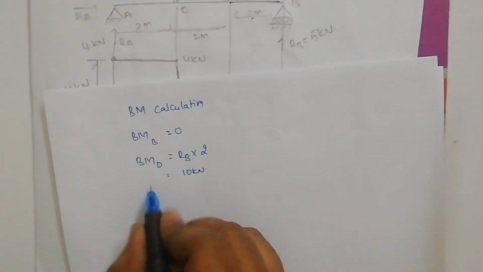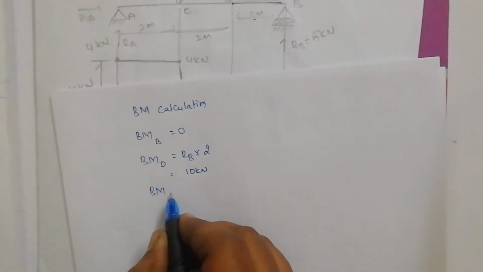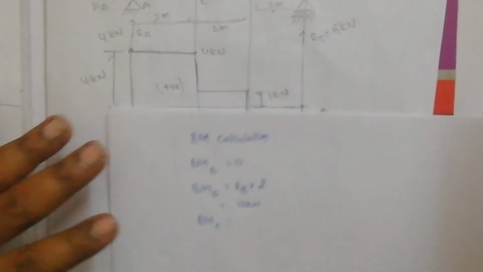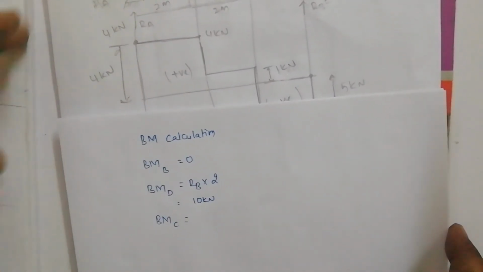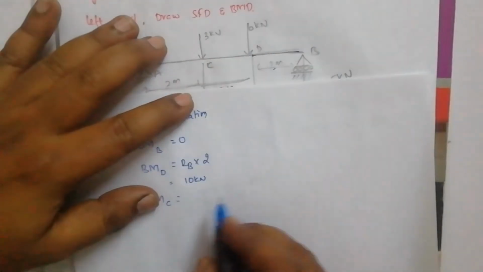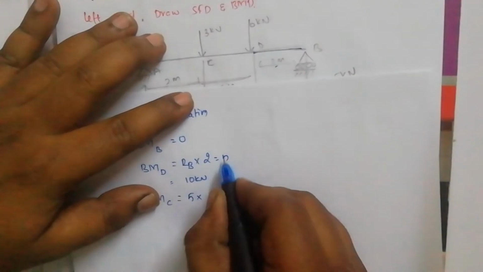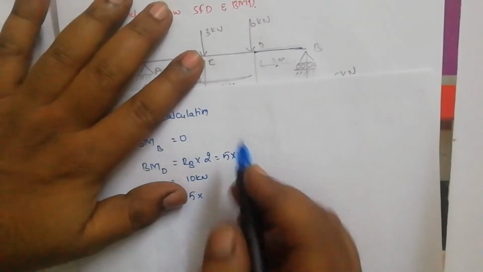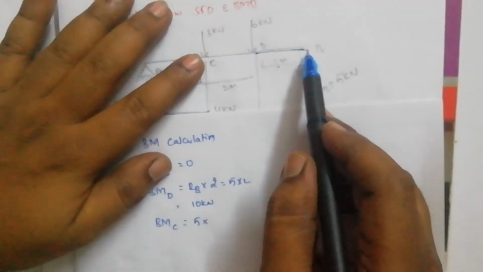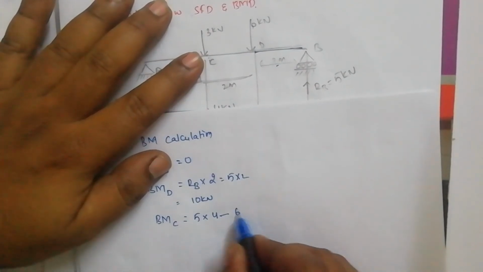Okay, next is bending moment at point C. Let us see what value we are going to get. The bending moment at point C is because of the forces which are right to it. One is this one, another is this one. Because of RB, I will write 5 into 2. RB is 5. From point B to point C, what is the total distance? 4. Now this moment is trying to rotate in clockwise, so minus 6 into 2.